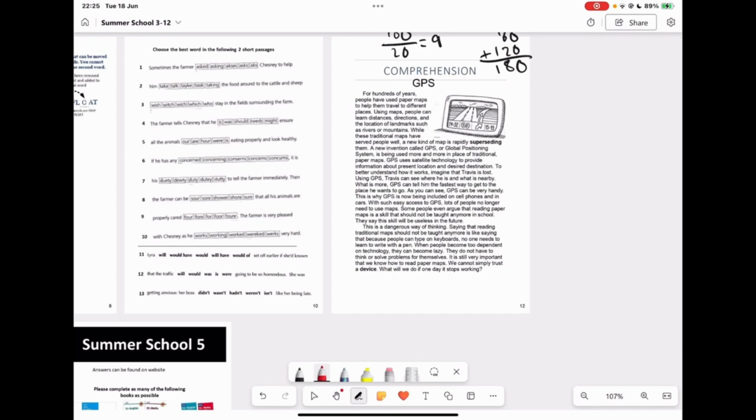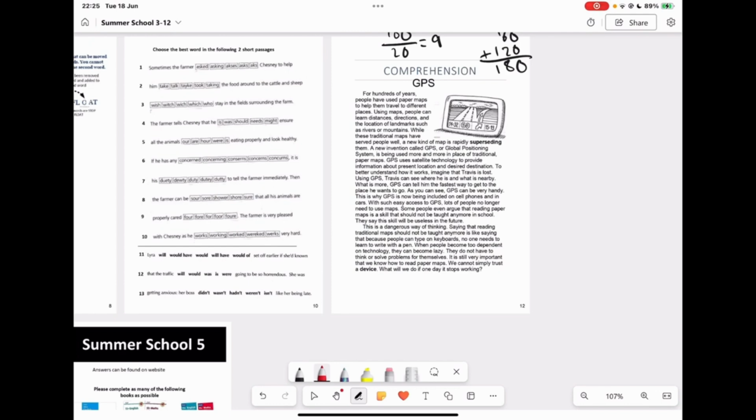To better understand how it works, imagine that Travis is lost. Using GPS, Travis can see where he is and what is nearby. What is more, GPS can tell him the fastest way to get to the place he wants to go. As you can see, GPS can be very handy. This is why GPS is now being included on cell phones and in cars. With such easy access to GPS, lots of people no longer need to use maps. Some people even argue that reading paper maps is a skill that should not be taught anymore in school. They say the skill will be useless in the future.